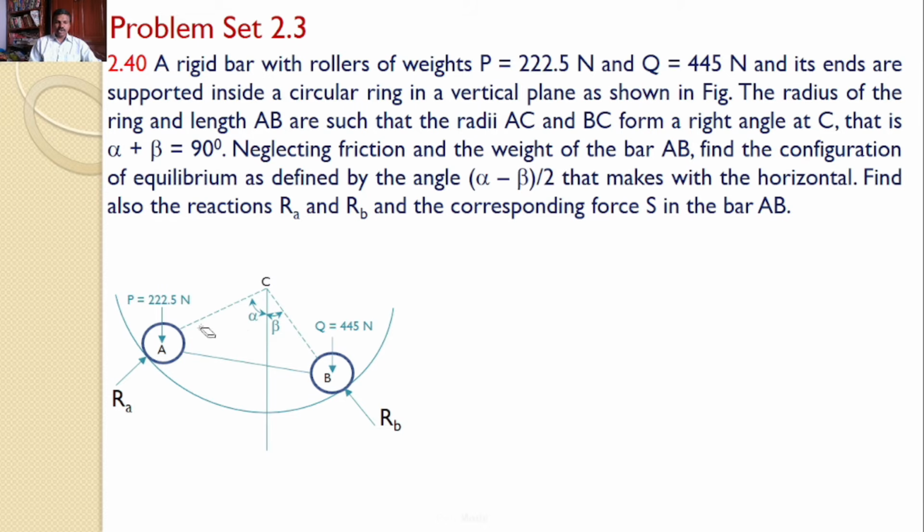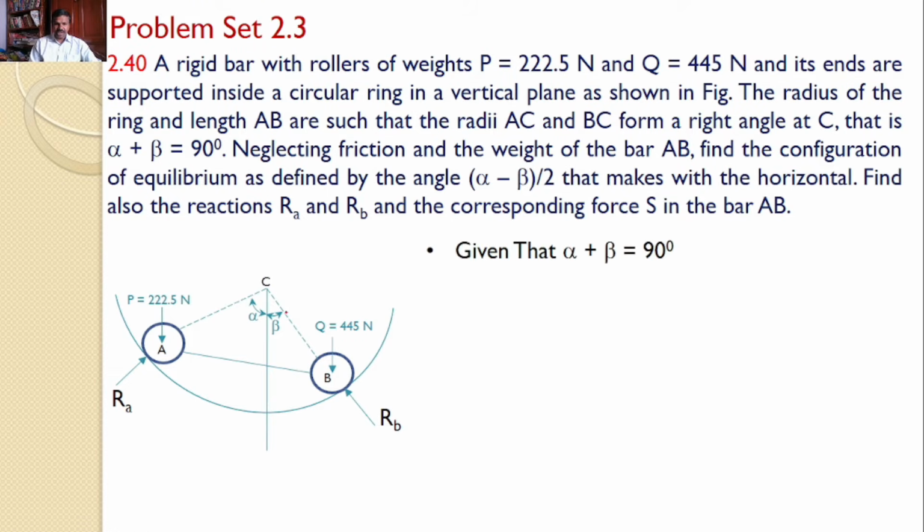So our interest is to find the force in the rod AB, the reactions RA and RB and the angle alpha minus beta by 2. First of all, let us see where this alpha minus beta by 2 is. It is given in the problem that alpha minus beta by 2 is the angle it makes with the horizontal. Where is it, how is it? Let us discuss that first.